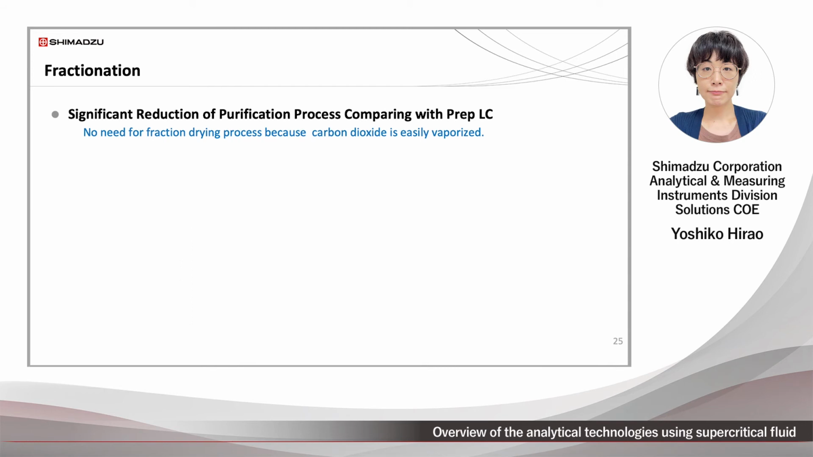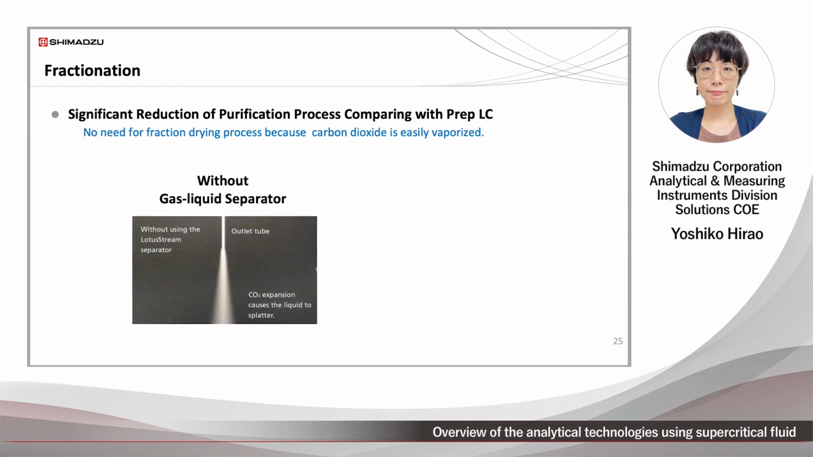Next, the fractionation using carbon dioxide. For purification, using HPLC requires post-processing such as evaporation to dryness. In SFC, the post-processing is not necessary. But if the liquid and gas are not separated during fractionation, the liquid will scatter. This is a core technology of prep SFC for collecting the target component into the vessel.